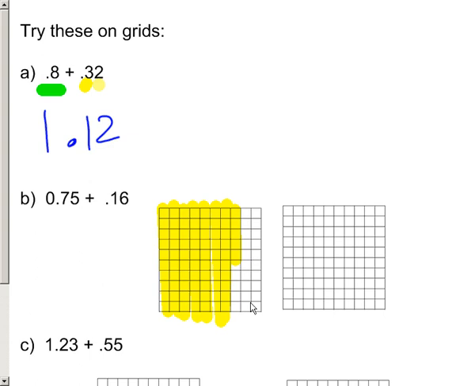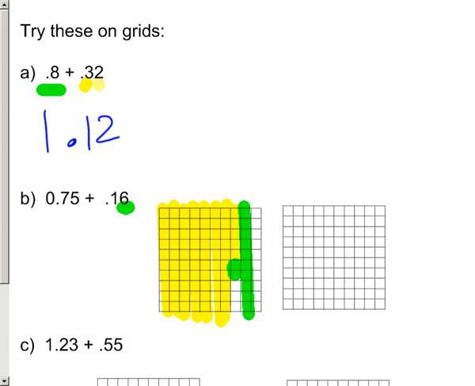Now this time it's kind of a little goofy here. So I'll show you how we can do that. Let's do the tenths first. Let's shade this whole row. I think this will work best. Go to your next blank row and start shading in your tenths. Now I'm going to go back and shade in the 6 hundredths right here.